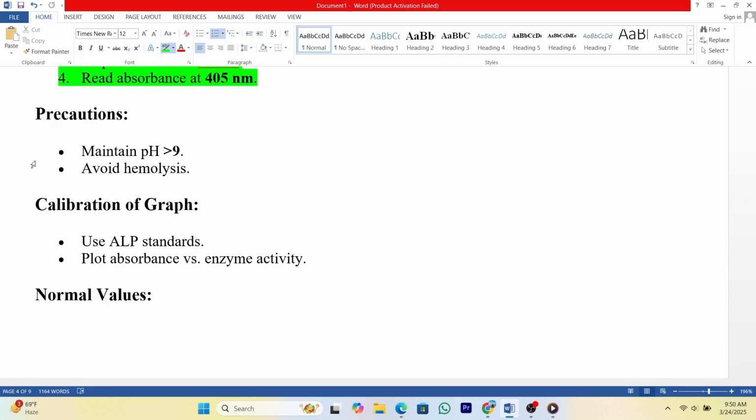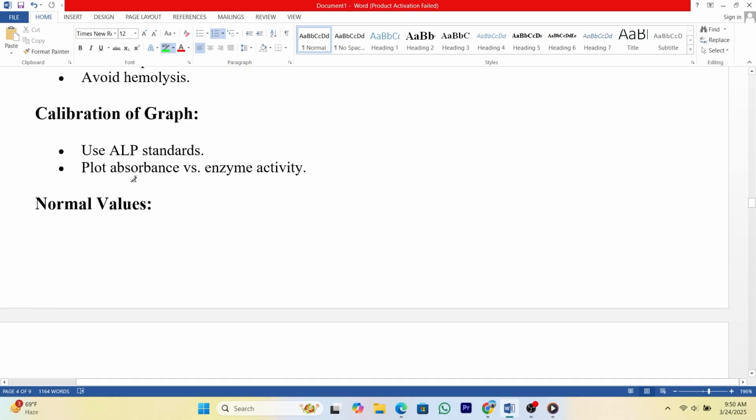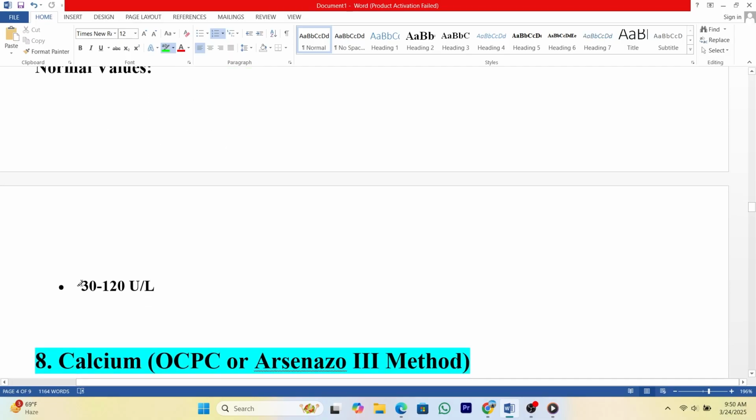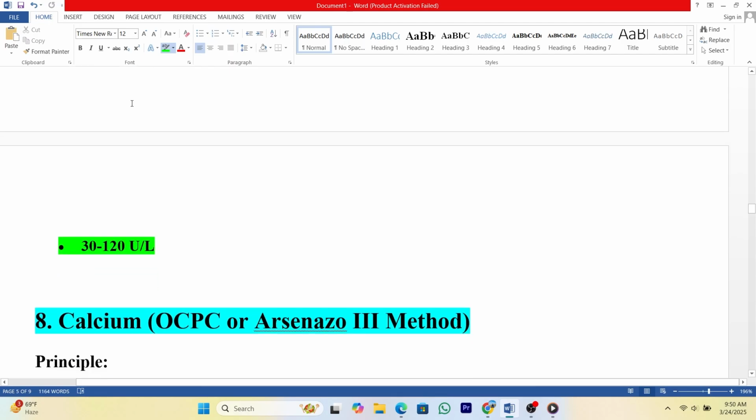Calibration of graph. Use ALP standards. Plot absorbance versus enzyme activity. Normal values. 30 to 120 U/L.